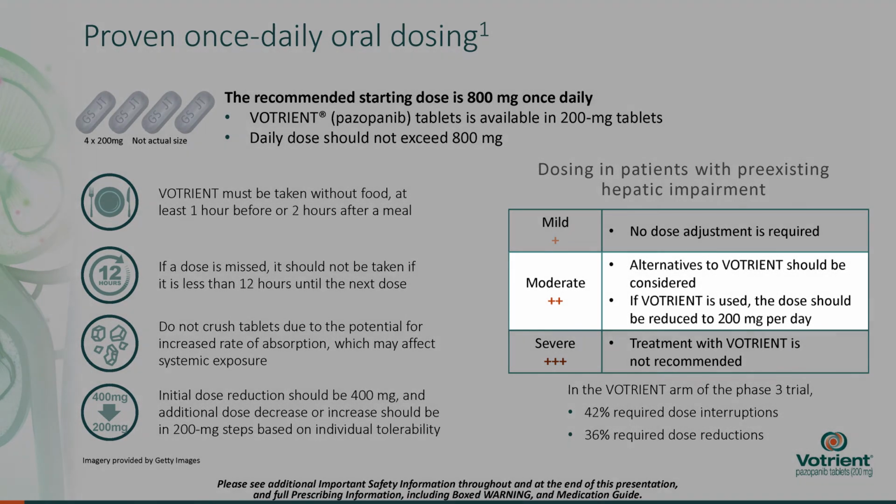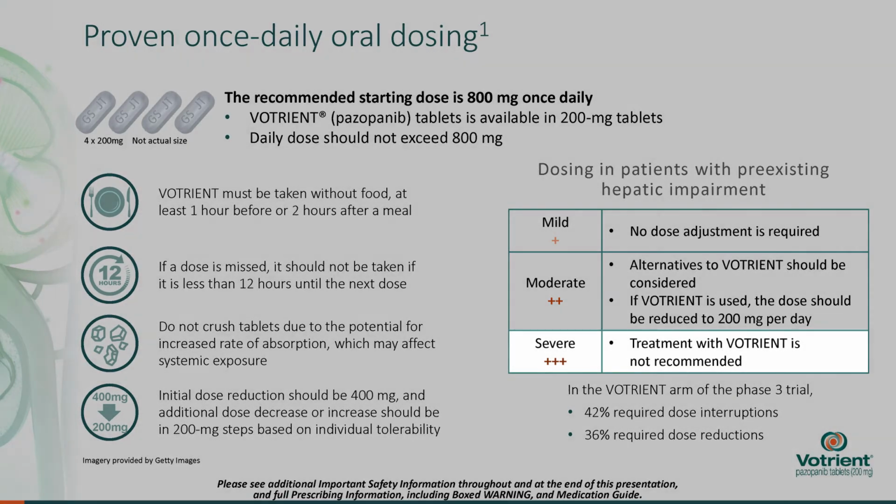In patients with moderate hepatic impairment, alternatives to Votrient should be considered. If Votrient is used in patients with moderate hepatic impairment, the dose should be reduced to 200 mg per day. Votrient is not recommended in patients with severe hepatic impairment.